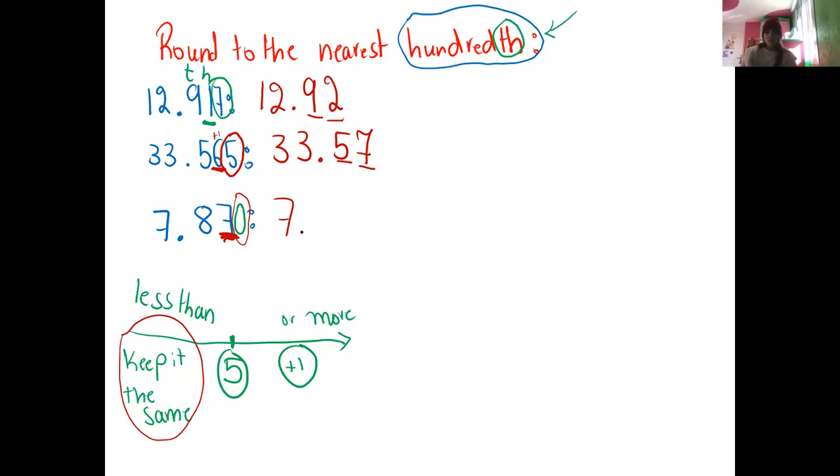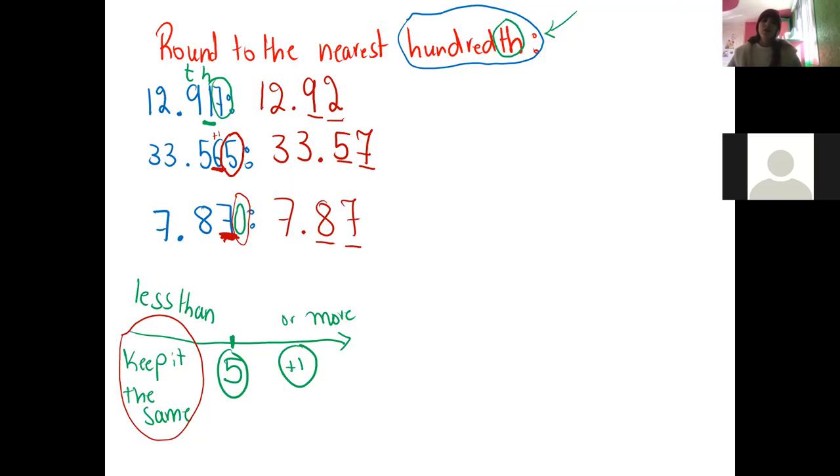870. Okay, no need to write 0. 87. Okay. When I say hundredth, just write 2 digits after the point. Okay. Thank you, Musa. Is that clear, teacher? Is it clear?